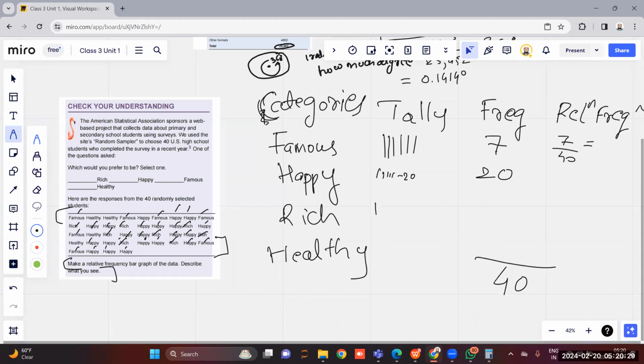Eight has been chosen. One, two, three, four, five, six, seven, eight. So it will be eight. Let's say the frequency is 20 upon 40, so it is near about 0.5. It is exactly 0.5 here. So this is 8 by 40. I think this is exact. Yes, 20, correct.